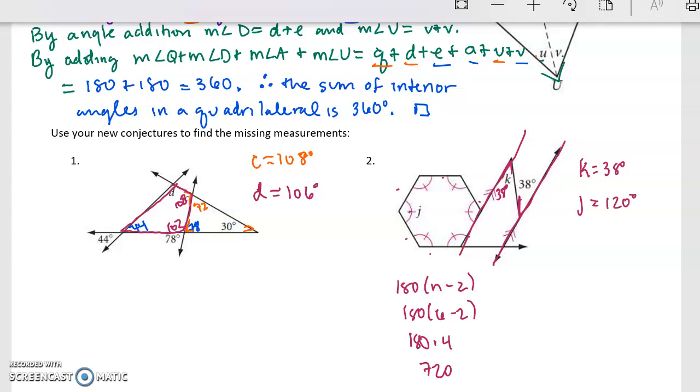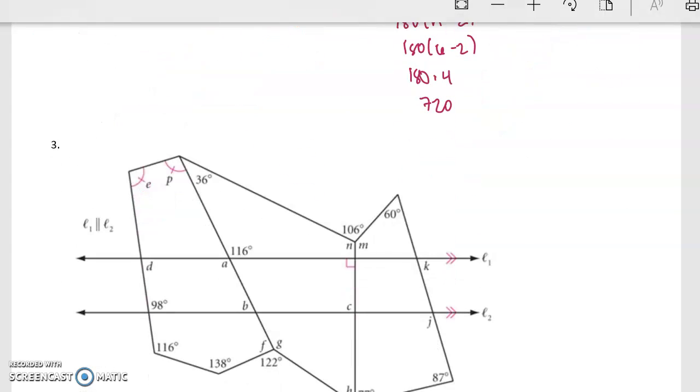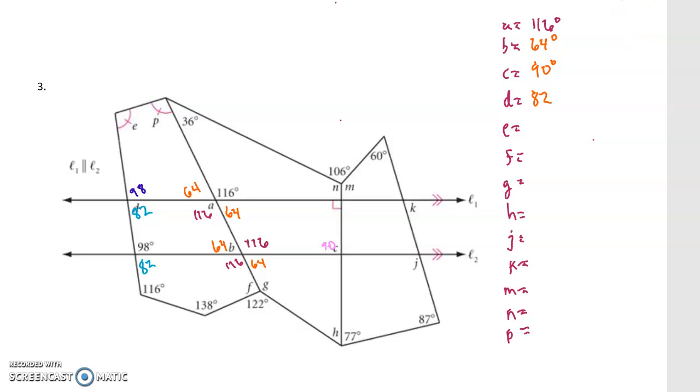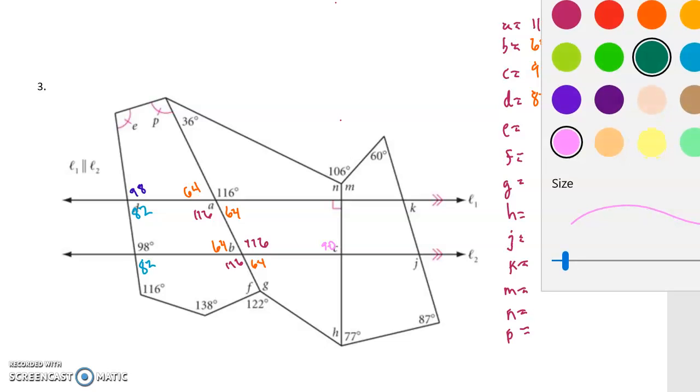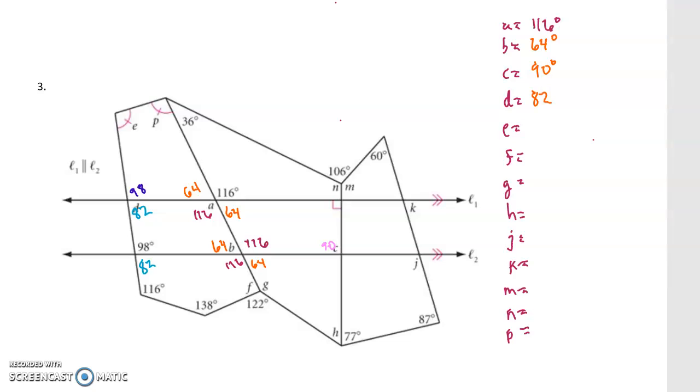For our last one, let's take a look at that. We have a lot going on in there. All right, so I filled in a couple already, and then I'm going to show you how I got some of these other ones. So number 1, again, let's just start at the beginning. Start with A. A is vertical to 116. And I can use linear pair to get this 64-degree angle. And then notice I have parallel lines. So alternate interior angles help me get B to be 64.